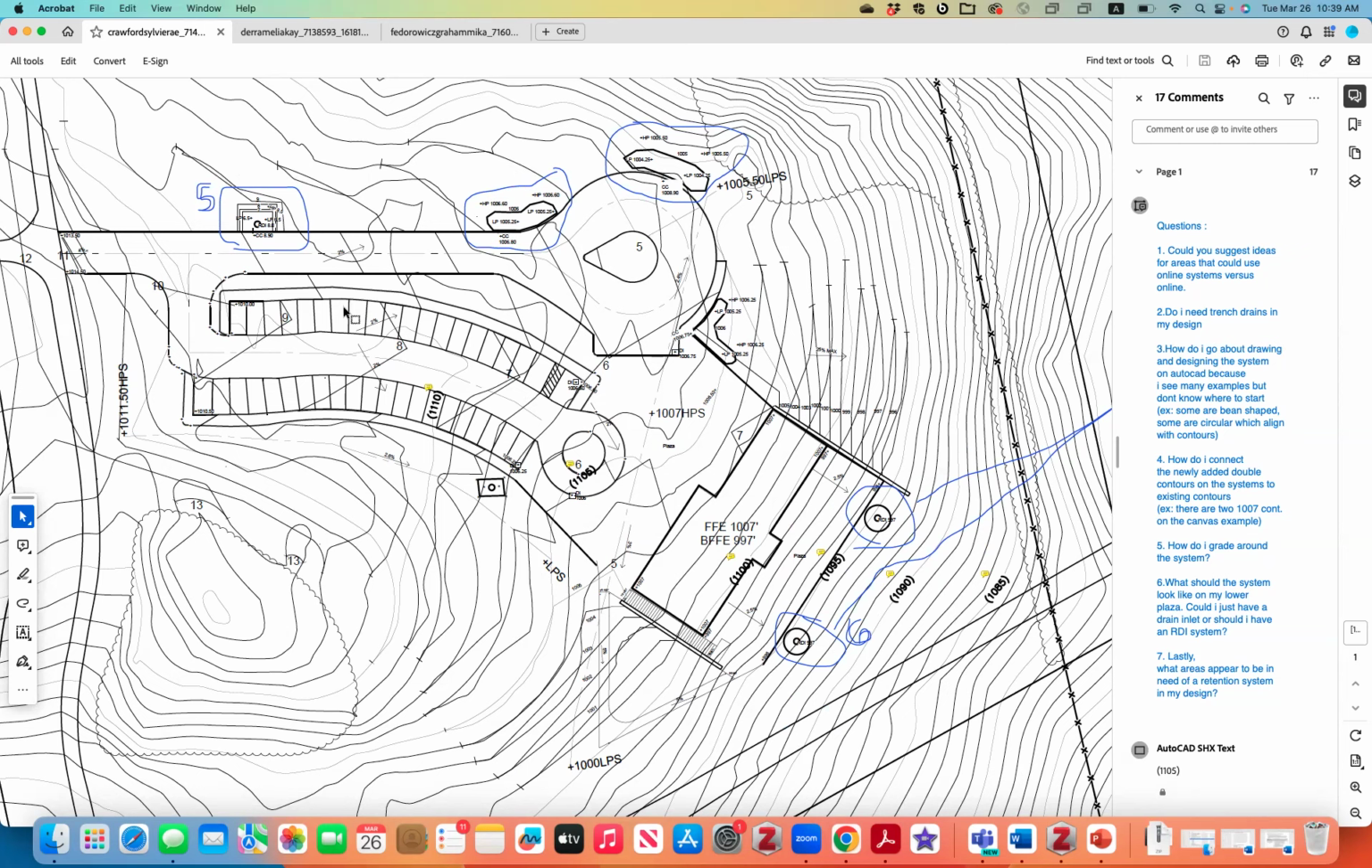Okay. I saw an example in the lecture where there's two contours of the same number. I didn't know how that's drawn and why. Okay, we'll take a look at that one.